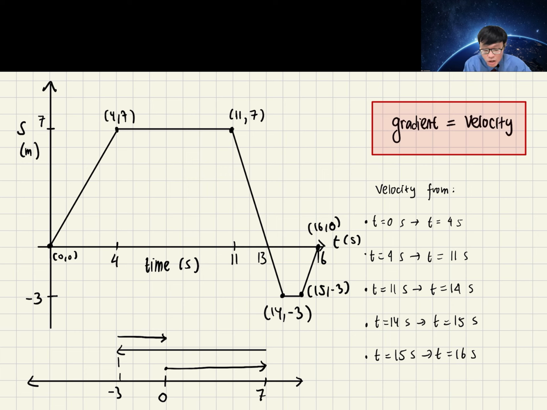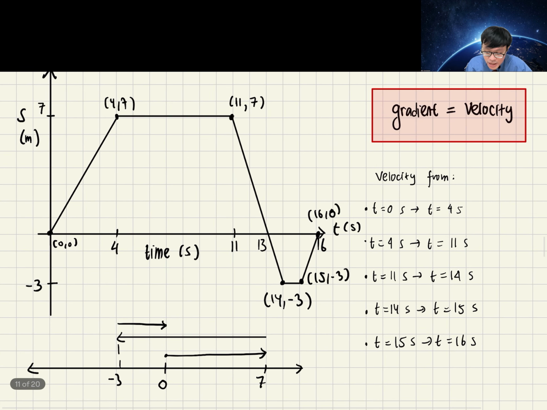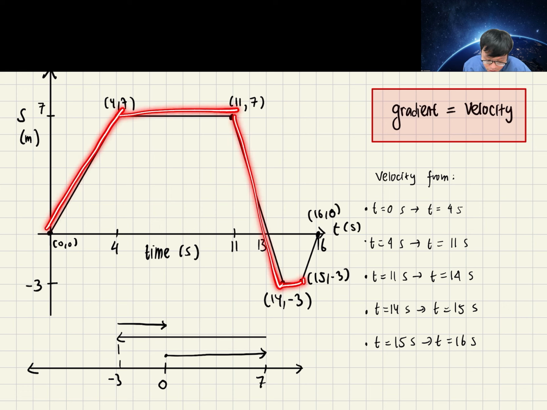Now, what can we calculate from displacement time graph? We can calculate the velocity using gradient. We know that the velocity is change in displacement over time. So change in displacement, change in y, over change in time, x, change in y over change in x is basically the gradient. So we can find the velocity by using the gradient. So let's find the velocity from the gradient for each stage of our motion.